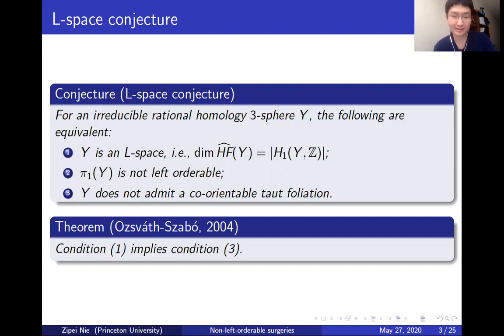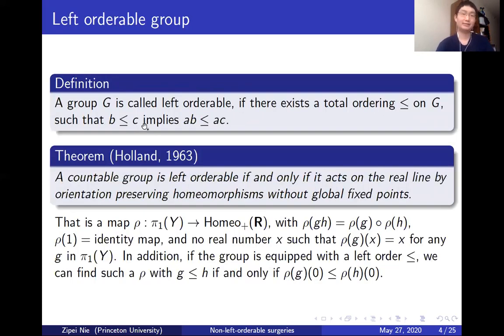Today, our focus is on non-left-orderability, which means we are given L-spaces of some form, and we are going to prove that their fundamental group is not left-orderable. A group is called left-orderable if there exists a total ordering on G such that it is invariant under left multiplication. This total ordering is called a left order.